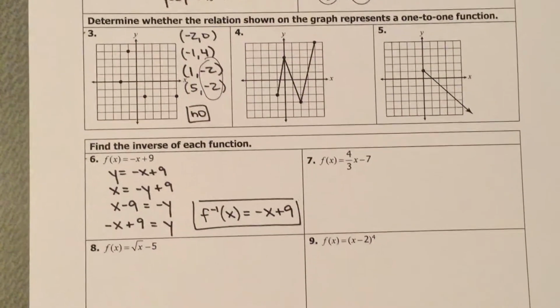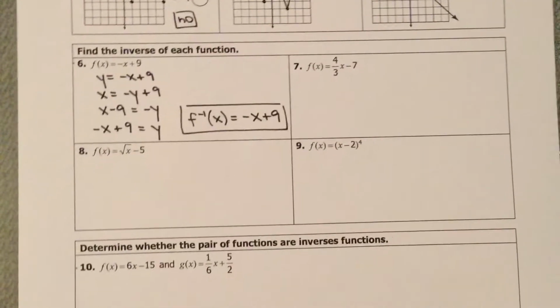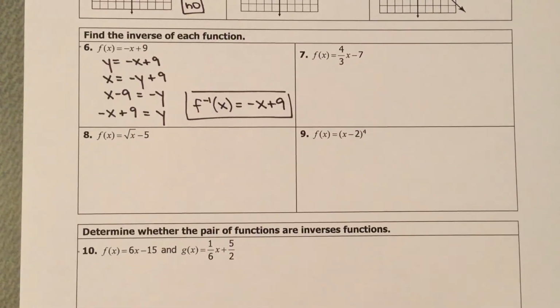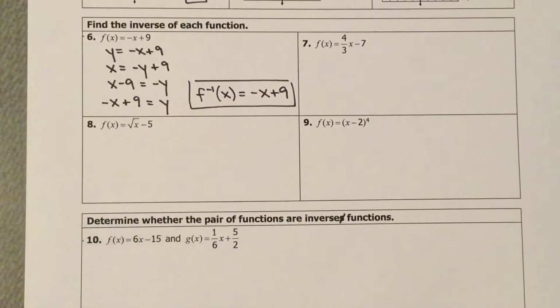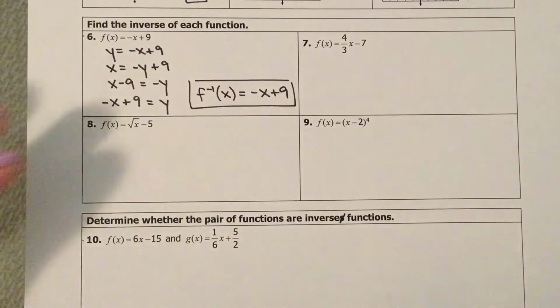Okay, the next set, determine whether the pair of functions are inverse functions. Okay, typo. So this one, remember, this is the composition one where you compose f with g, compose g with f. If the composition both ways comes out to just be an x, then they are inverses of each other. If either one is anything but x, they are not inverses of each other.